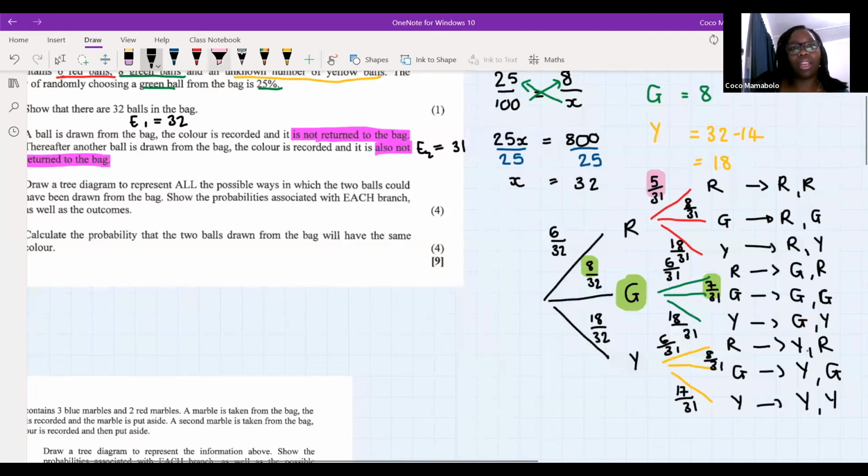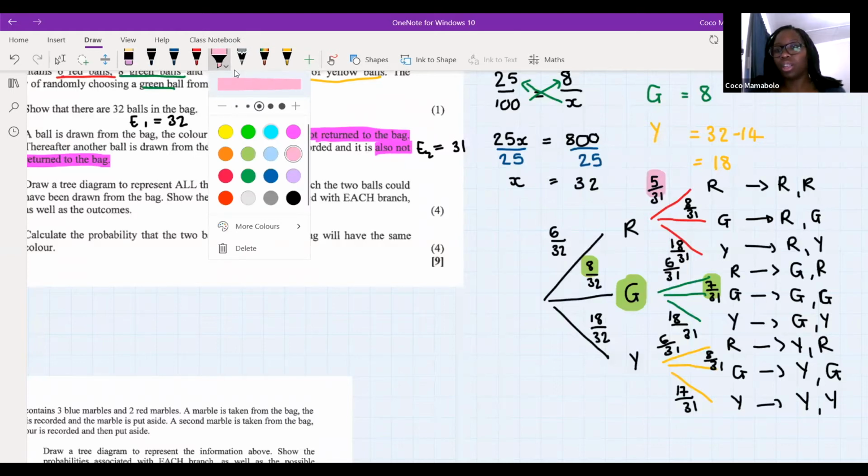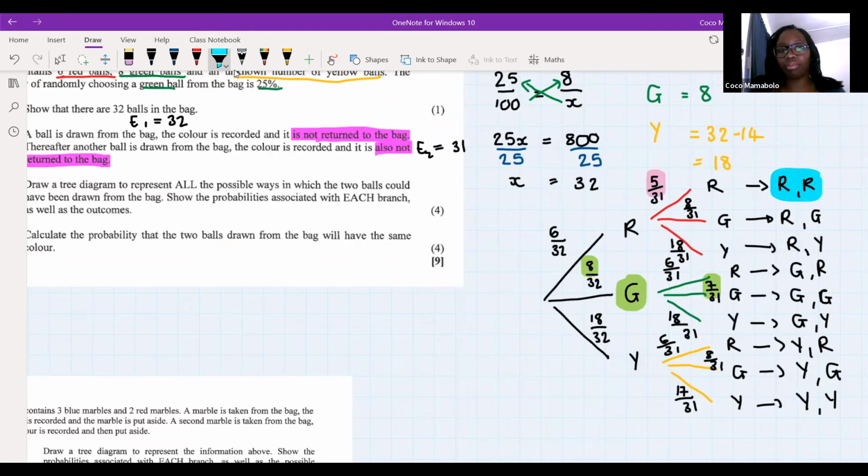Now, if they ask me to calculate the probability that the two balls drawn from the bag will have the same color, there are 3 places where that happens. If we look at it, there's red and red over there, green and green over there, and yellow and yellow over there. So we need to look at the probability of all 3 of those happening. We'll take the probability of red and red plus the probability of green and green plus the probability of yellow and yellow.